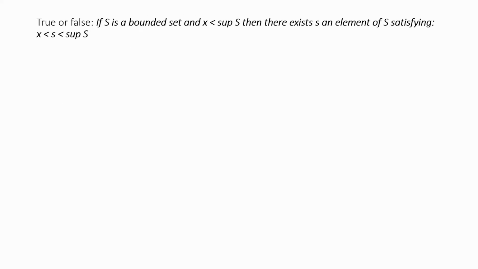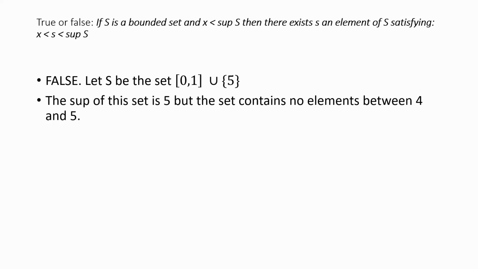True or false? If S is a bounded set, and x is less than sup S, then there exists an element of S which is strictly between x and sup S. That feels like it ought to be true, but it's not. Suppose S is the set closed interval 0, 1, union 5. So it's certainly a bounded set, and sup S equals 5. 4 is certainly less than sup S, but there's nothing in the set between 4 and 5.